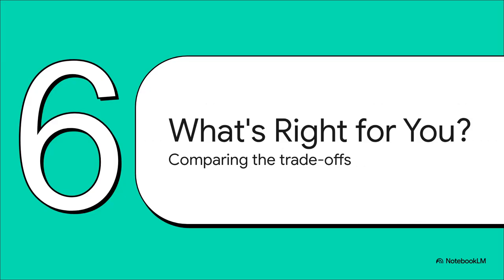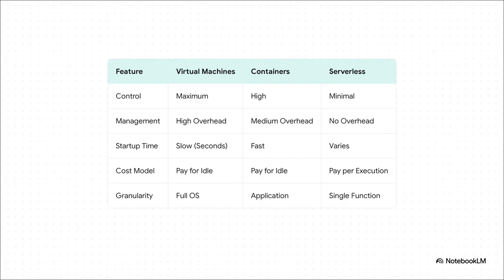All right, so we've journeyed all the way from VMs to containers to serverless. Each step we took was a higher level of abstraction, so let's bring it all together and compare the trade-offs to see what's right for different situations. This table really sums it all up.